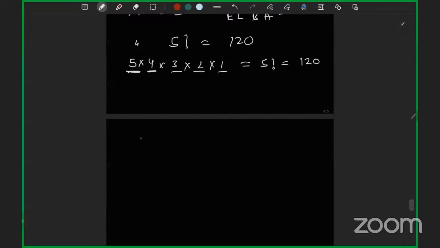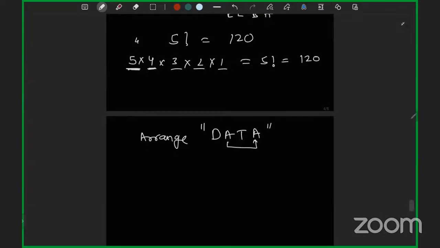So now let's say I want to arrange TATA. This is a word of which I want to arrange all the letters. Now there is a repeating thing, right? You can call it a group or repeaters. In this case, I can arrange in 4 factorial ways, but then I have to divide since A is repeating twice. So that is 2 factorial. So 4 into 3 into 2 factorial divided by 2 factorial. That is 12.